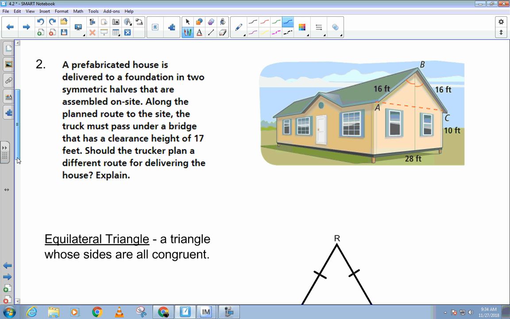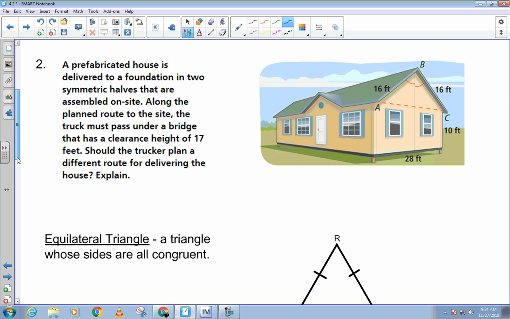A prefabricated house is delivered to a foundation in two symmetric halves. A prefabricated house is like a double wide trailer, okay? It's cut in half, so they have to deliver it in two parts to be put together. Along the planned route to the site, the truck must pass under a bridge that has a clearance height of 17 feet. Should the trucker plan a different route for the prefabricated house? So what we have to do is figure out how tall this house is and decide whether the trucker can go that path or if he needs to find another way to get there.